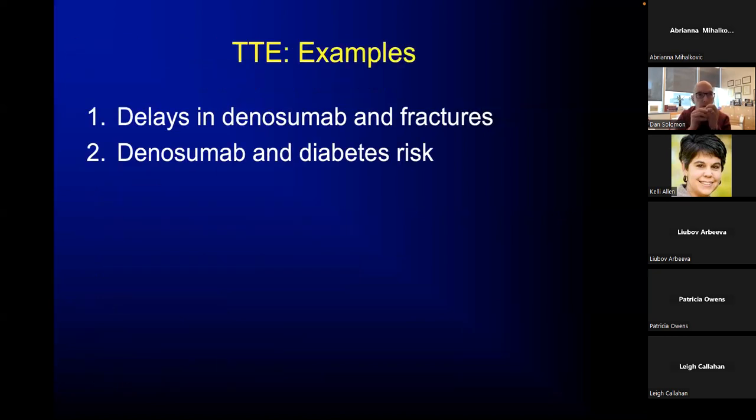So I'm going to give you a couple of examples of target trial emulation. And they're written out here. First, we're going to talk about delays in denosumab and fractures. And then we're going to talk about denosumab and diabetes risk. These are two studies that I've been senior author on. One of my colleagues, Hu-Chen Liu, who's an orthopedic surgeon in Beijing, came and spent some time with us here in Boston, was very interested in osteoporosis and very interested in target trial emulation. And he really led these two studies, and so he deserves all the credit for pursuing these analyses.